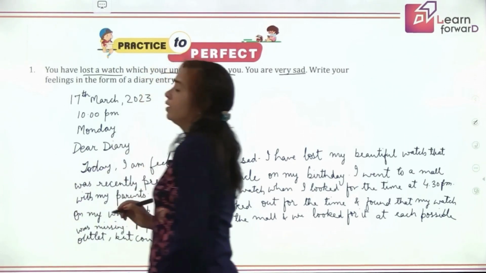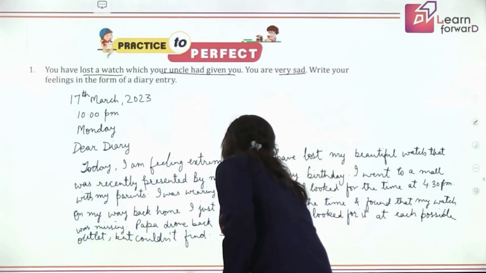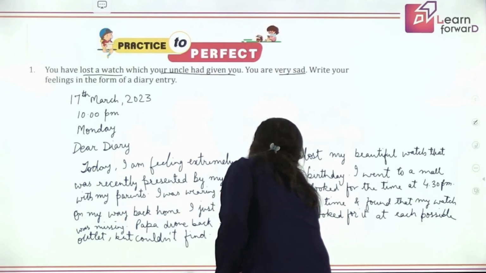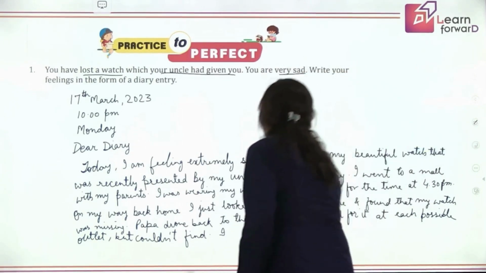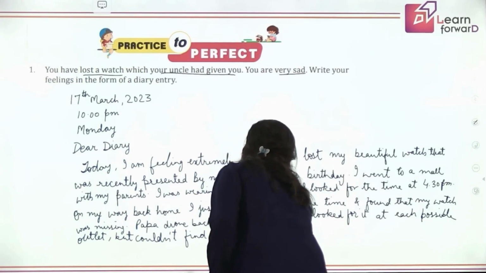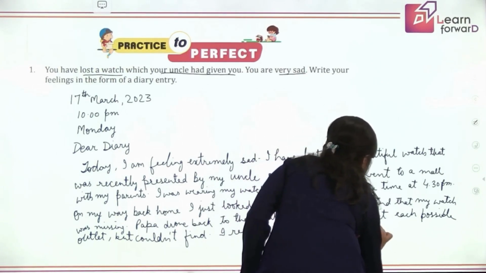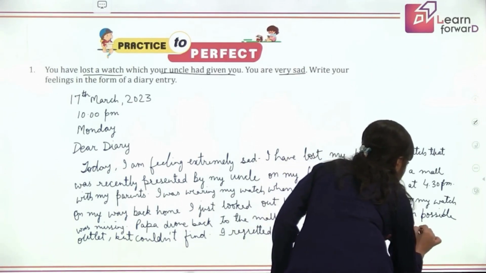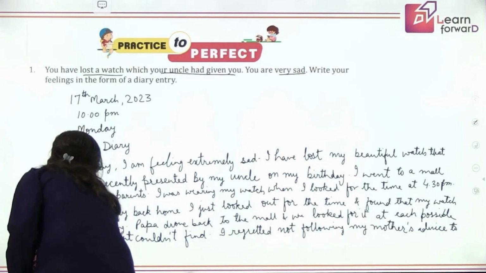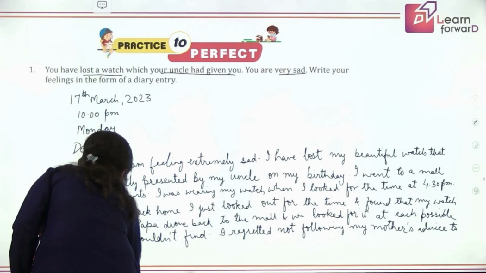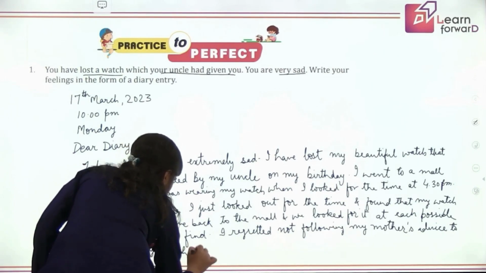And you know, now you regretted that you should have followed your mother's advice not to put it on while going to the mall, right? I regretted not following my mother's advice to remove it while going shopping. So this is how you learn from your mistakes, from your experiences, right?